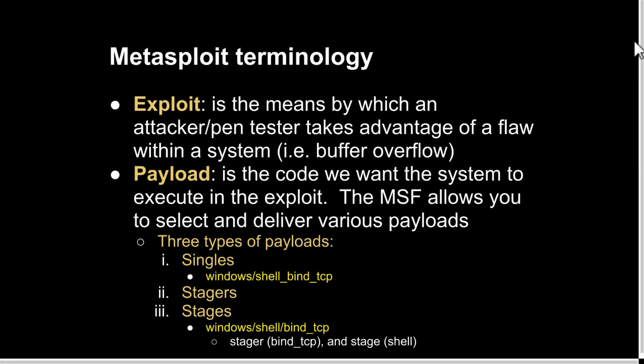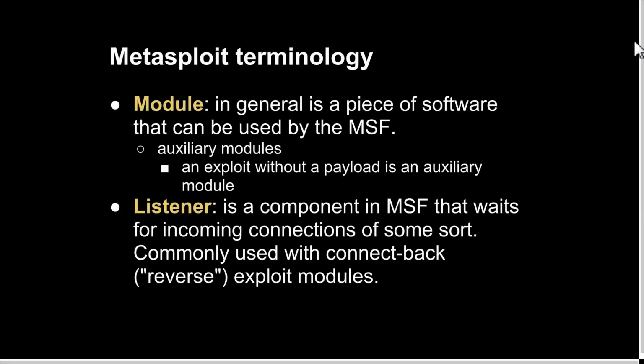Terminology going into Metasploit: exploits refer to the means by which an attacker or pen tester takes advantage of a flaw within a system. A payload is the code that the pen testers or attackers want the system to execute in the exploit. There are three types of payloads. They're called singles, stagers, and stages. We'll go over that in more detail in a second.